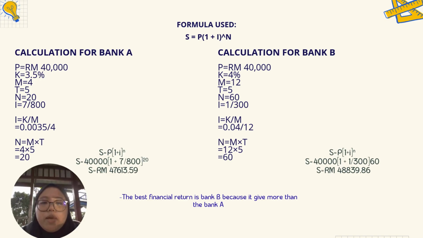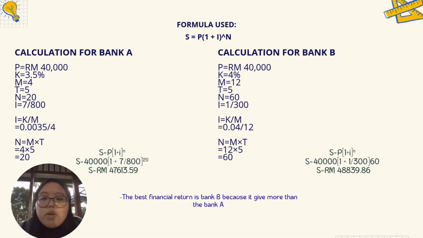So using the formula S equals P (1 plus I) power of N, 40,000 (1 plus 1 over 300) power of 60, and we will get S equals RM48,839.86. Based on both banks, we can conclude that the best financial return is bank B because it gives more than bank A. That's all for question 1. Thank you.